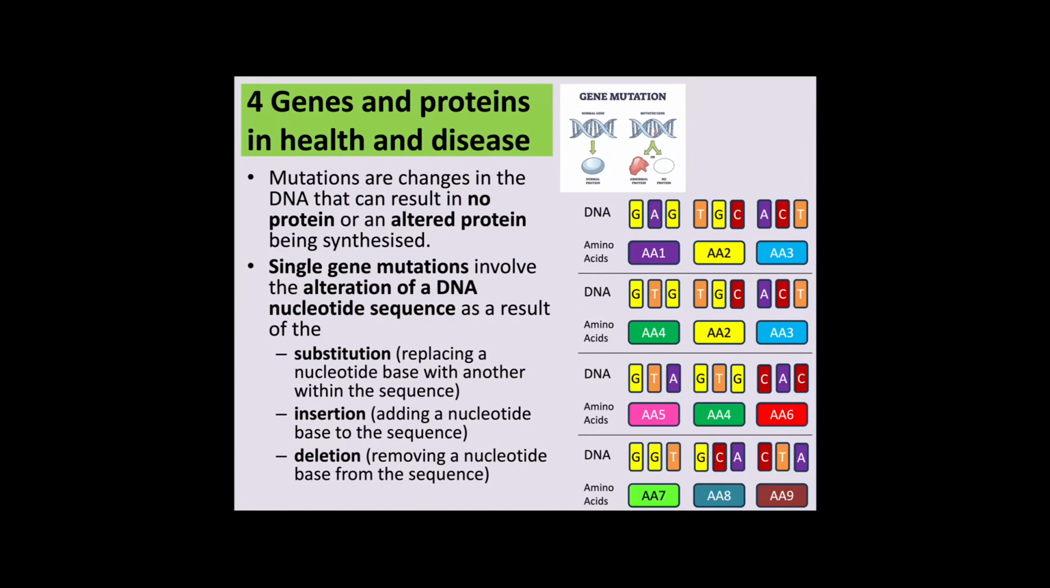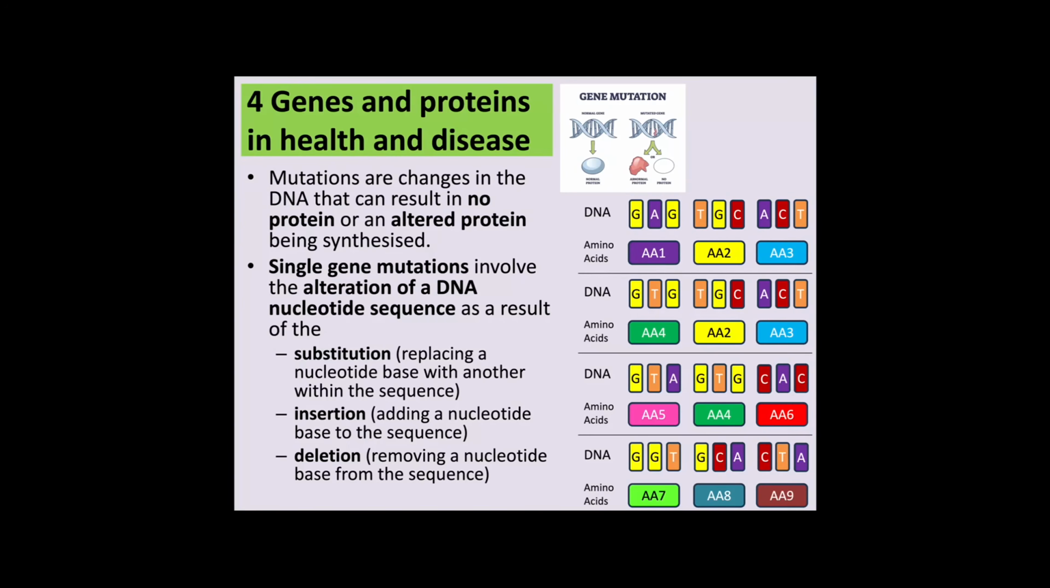Hi, folks, and welcome to Lesson 4 of Unit 1 in the Higher Human Biology course. Today, we're going to be looking at the topic of genes and proteins in health and disease, in other words, mutations. So let's kick off with the definition of a mutation at higher level.